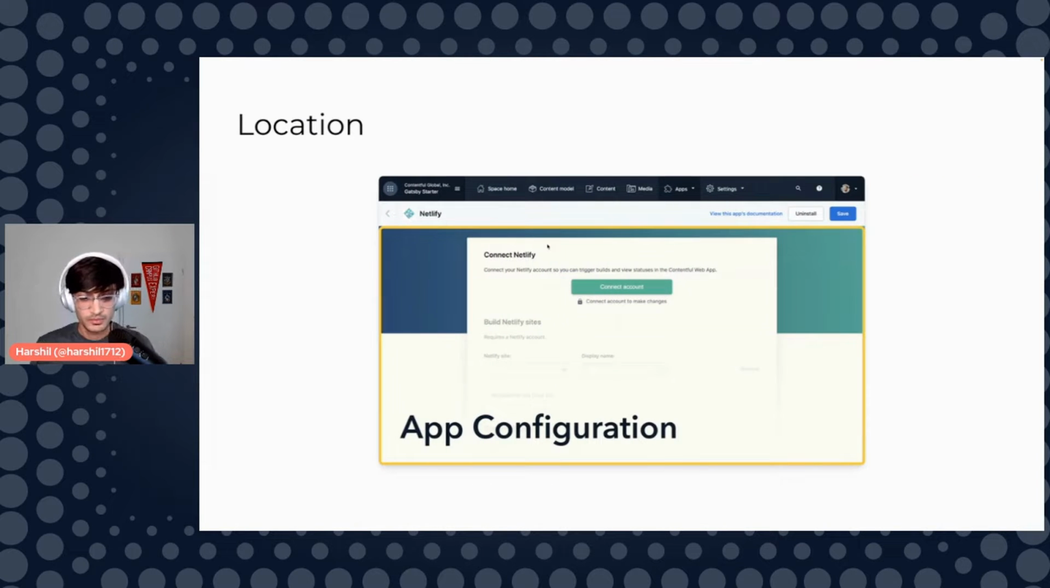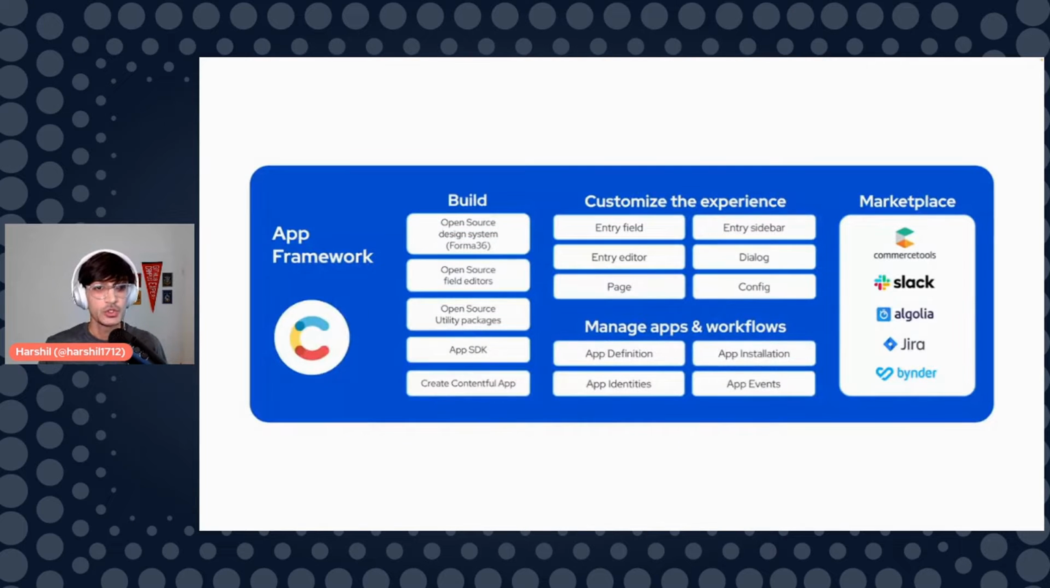All right, so within this 15 minutes, I cannot show you everything around the app framework, but I am excited to see what you do with this. Now, again, with the app framework, you can build applications to customize the experience for your team, and you can also configure the development workflow for your developer teams as well. Now, the app framework uses again Forma 36, which is an open source design system from Contentful, and it also uses the app SDK that is again open sourced. If you don't find an application in the marketplace that you feel you might need, you can simply go ahead and use the app framework to create an app.